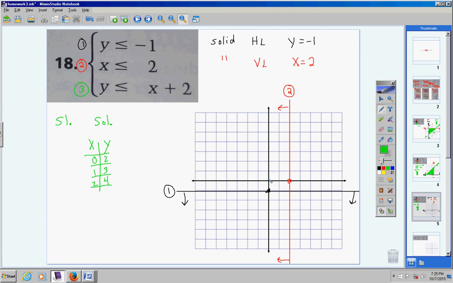So my first ordered pair is 0, 2. My second ordered pair is 1, 3. And my third ordered pair is 2, 4. Over 2, up 4. Now it's going to be a solid line.